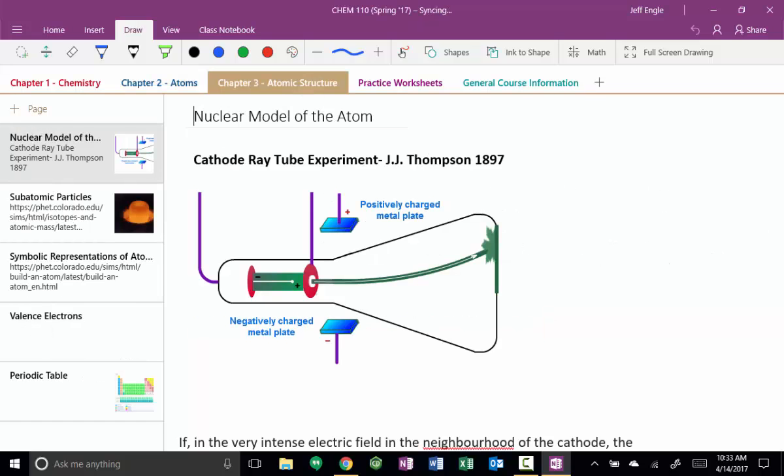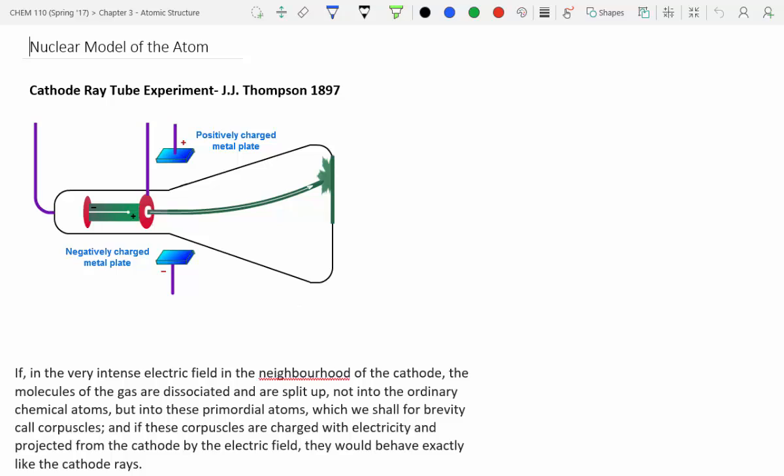So chapter 3 gets into this idea of the atom in a lot more detail. And in order to talk about it, we kind of have to know the history of the discovery of all of the subatomic particles. So the first experiment to really elucidate what's going on in atoms was something called a cathode ray tube experiment by J.J. Thompson in 1897.